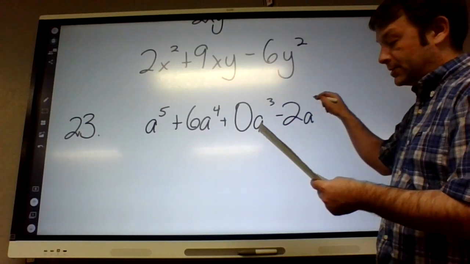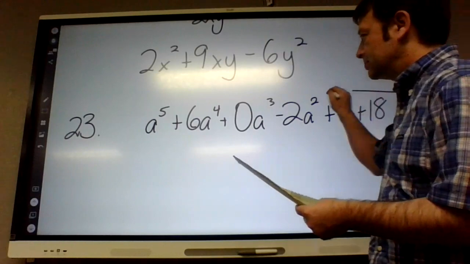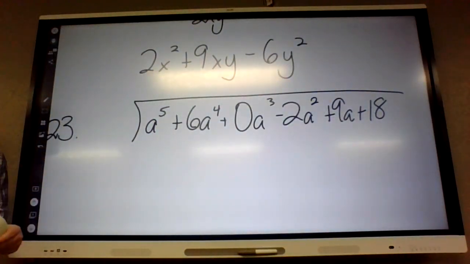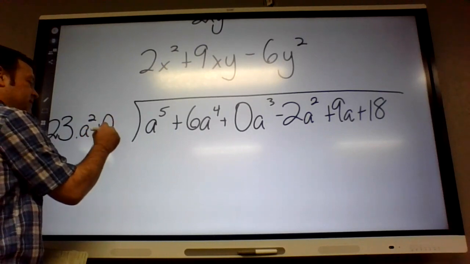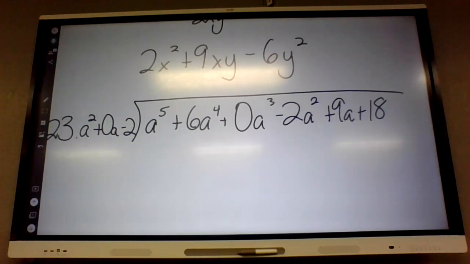Okay, so anyway. You guys remember how long division works? For synthetic, it's the one that goes in the box. For 22, what do you put in the box? Positive 3. Right, for 23, we're dividing by a squared minus 2, but the dividend is missing an a term, so you kind of have to put a 0a in there.